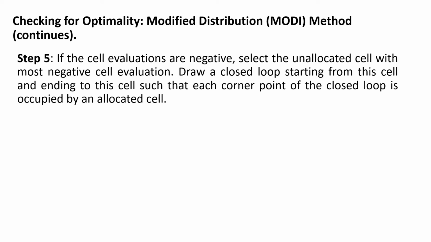Okay. Now, if all the cell evaluations are non-negative, an optimal solution is reached. But by any chance, if some of the cell evaluations are negative, in that case, select the unallocated cell with the most negative cell evaluation, right? Draw a closed loop starting from this cell and ending at this cell such that each corner point is occupied by an allocated cell.